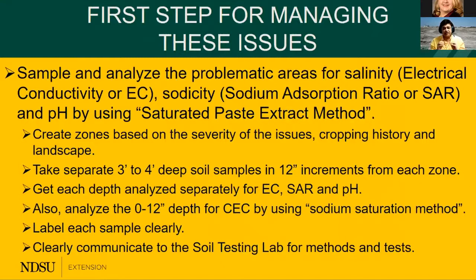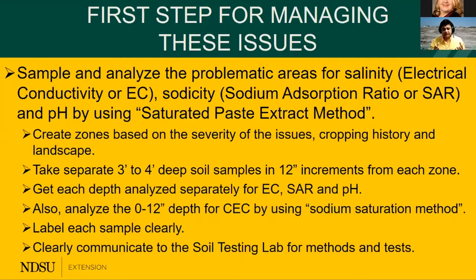So the number 1 step for managing these issues is to take a soil sample. I cannot emphasize this more. This is the number 1 step in my view. When you see a problem spot, looks don't tell you everything. So you take a soil sample, and you get it tested for electrical conductivity or EC, then sodium adsorption ratio or SAR for sodicity, and pH through the saturated paste extract method. So I'm stressing the method. It's not just the test, but the methods. And zone sampling is better.